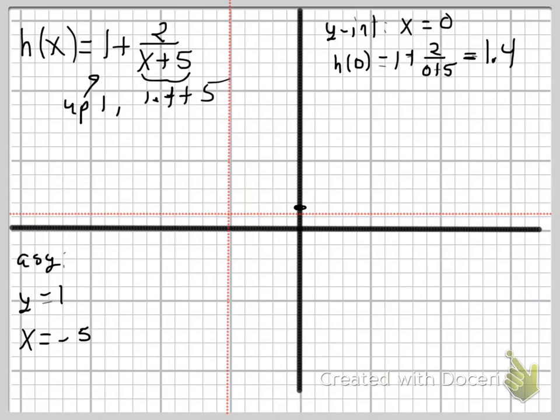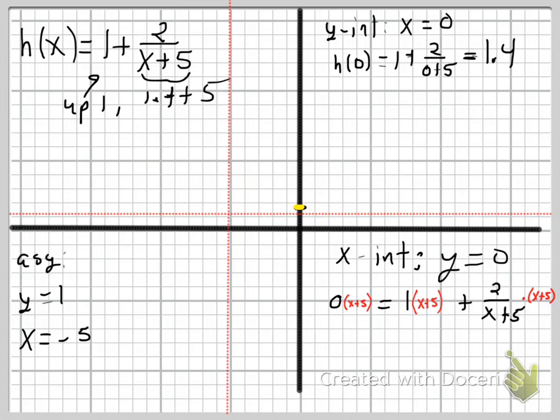And usually the x-intercepts tend to be a bit trickier in terms of solving for it. The x-intercept is when y is equal to 0. And remember, h of x is y. So 0 is equal to 1 plus 2 over x plus 5. And kind of like the first one, we're going to have to do a little bit of fraction busting. The LCM here is just x plus 5. So we're going to multiply everybody by x plus 5 to get rid of the fraction.